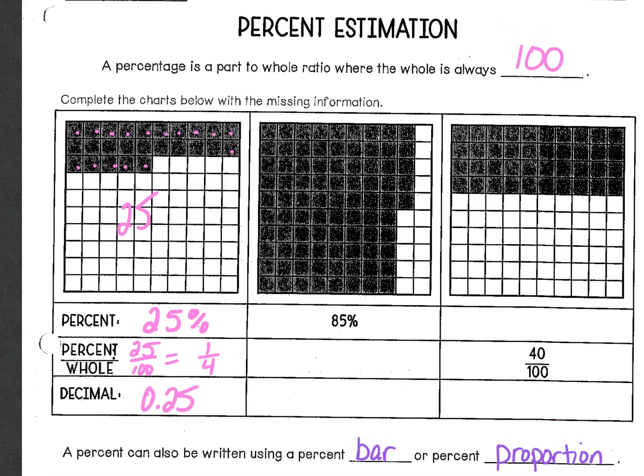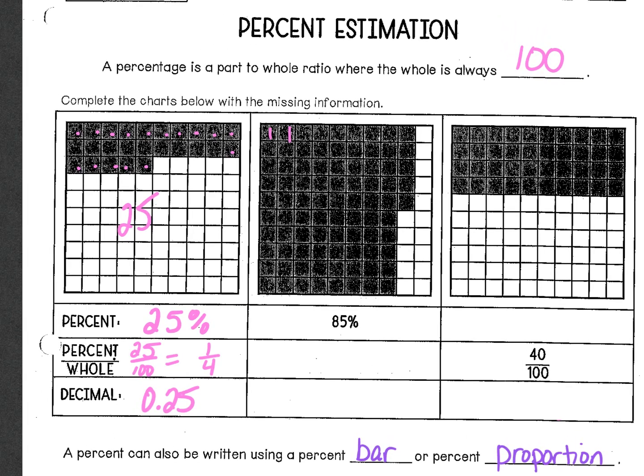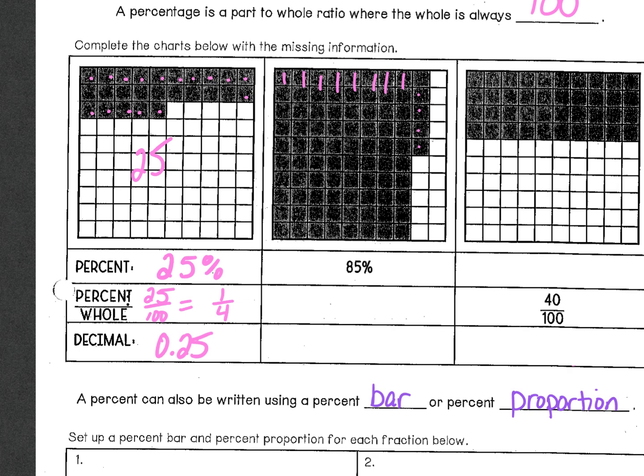So for the next shaded one, there is 10, 20, 30, 40, 50, 60, 70, 80, 1, 2, 3, 4, 5. So it's 85%. They did give us that, 85%. It becomes 85 over 100, which does simplify to 17 over 20. And then 85% as a decimal is 0.85.